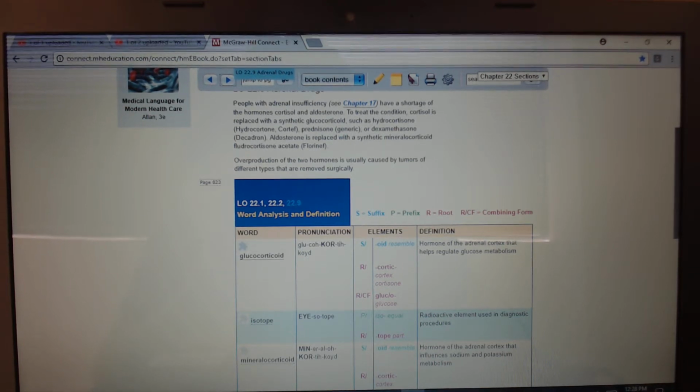Aldosterone is replaced with a synthetic mineralocorticoid, fludrocortisone acetate, Florinef. Overproduction of the two hormones is usually caused by tumors of different types that are removed surgically.